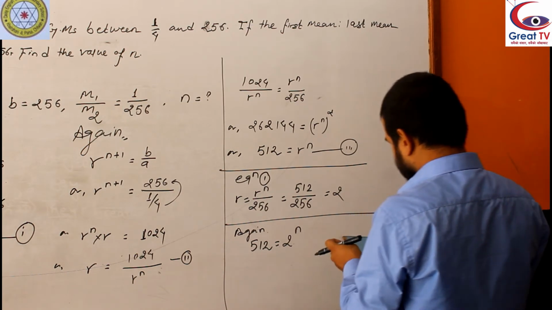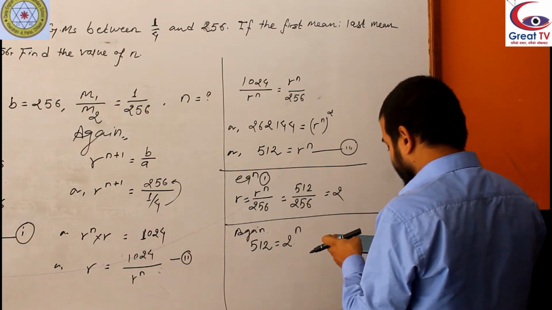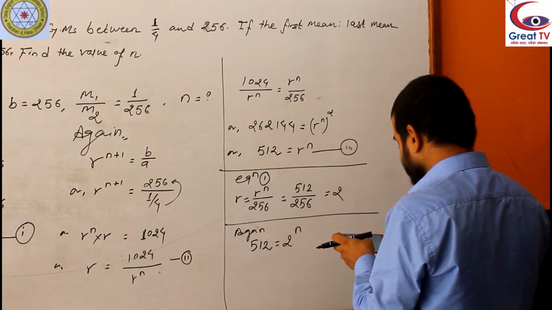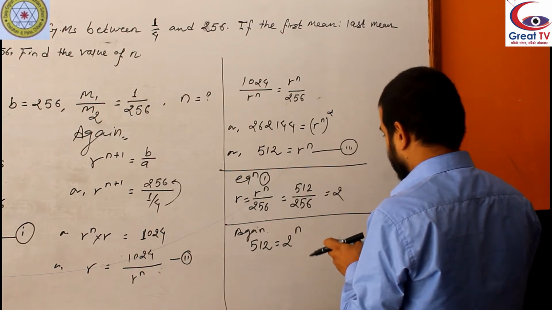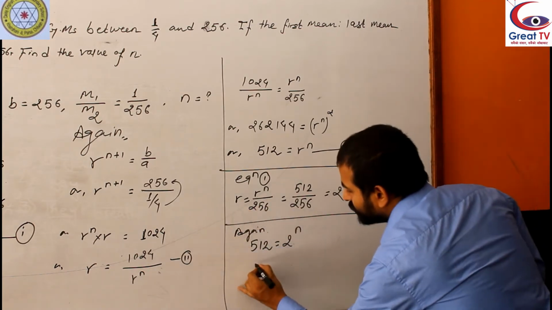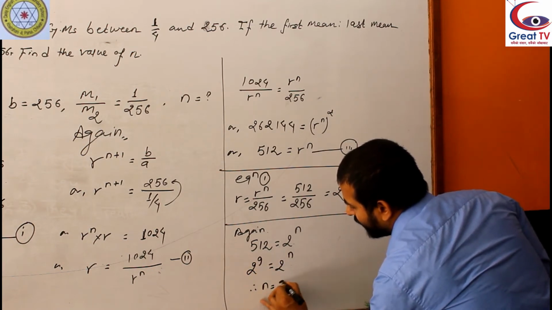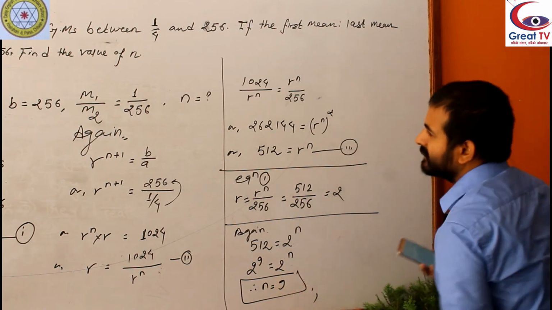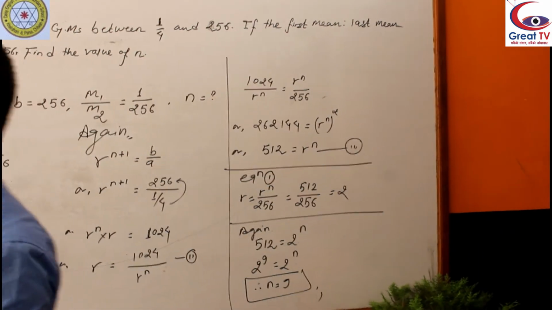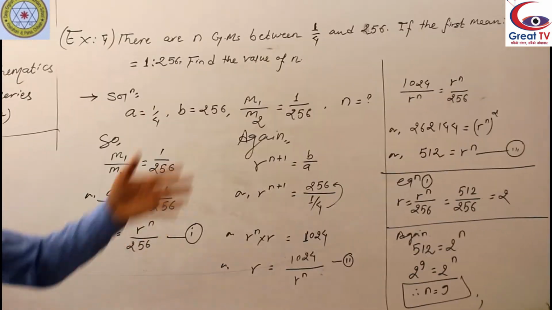For that, let's check whether we get 2 to the power 8 or not. Power 8, 2 to the power 9, I think. 2 to the power 9 equals 2 to the power n. So n equals 9. So my dear students, it means there are 9 means between the numbers.